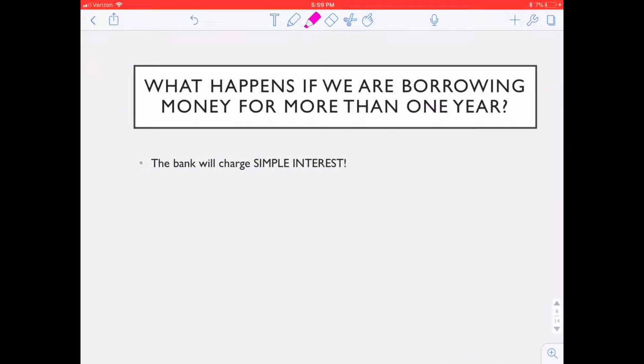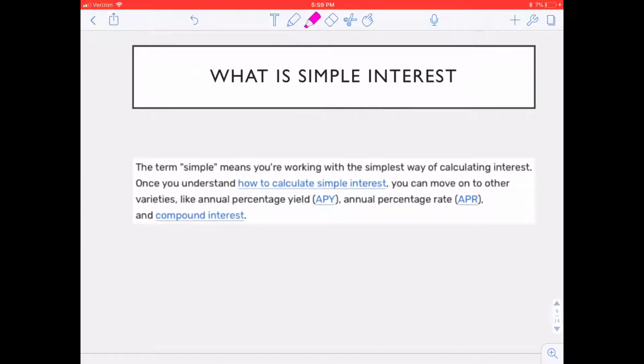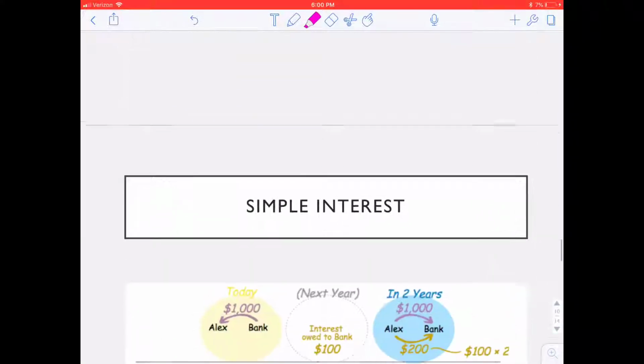So what happens if we're borrowing money for more than 1 year? The bank will charge simple interest. The term simple means you're working with the simplest way of calculating interest. Once you understand how to calculate simple interest, you can move on to other varieties like annual percentage yield, annual percentage rate, and compound interest.